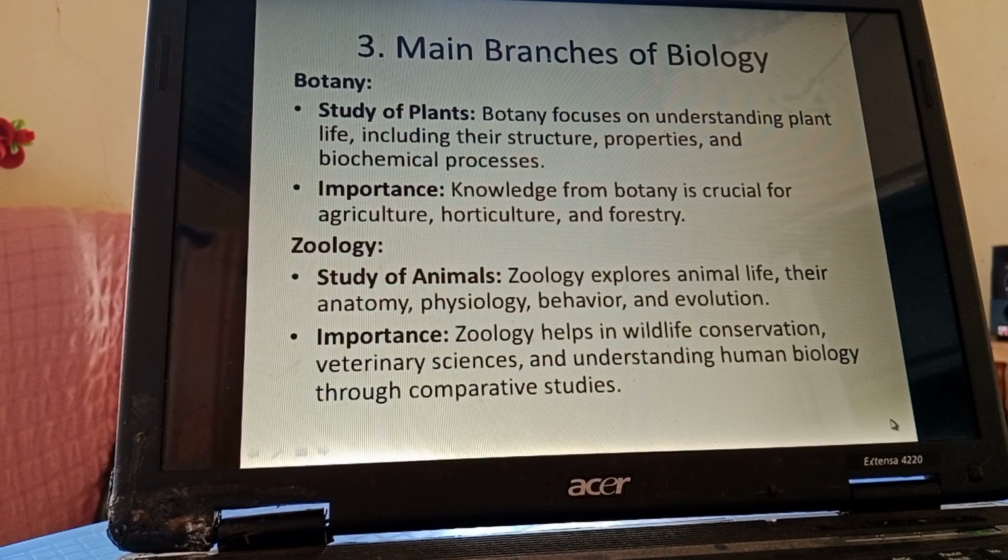Remember, we have to depend on animals, like we have to eat meat, we have to take milk, we have to take eggs, and understanding human biology through comparative studies. So zoology helps in wildlife conservation, veterinary sciences, and understanding human biology through comparative studies. So, in that first instance, I've just talked of 2 branches: botany, study of plants; zoology, study of animals.